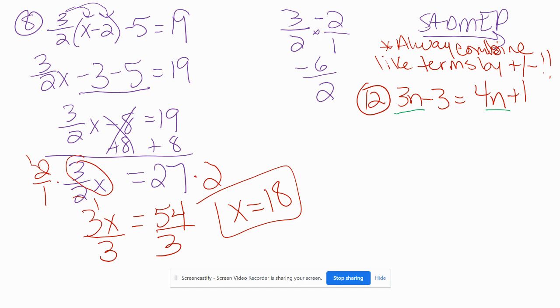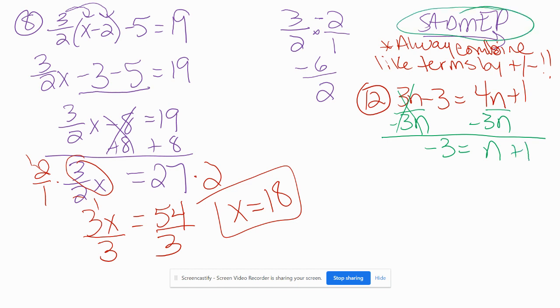It does not matter if we move the 3n or if we move the 4n. I'm going to move the 3n. That's a positive 3n, so the opposite is to subtract 3n. 3n minus 3n is 0. Please, please, please don't forget that negative in front of the 3. And then 4 minus 3 is 1n. Remember, you can drop the 1 with it or not. And then we have plus 1 at the end.